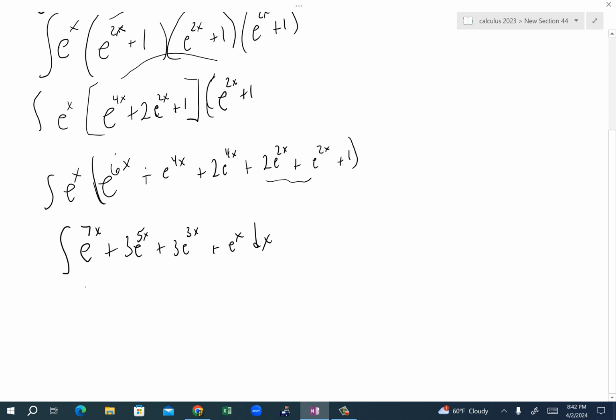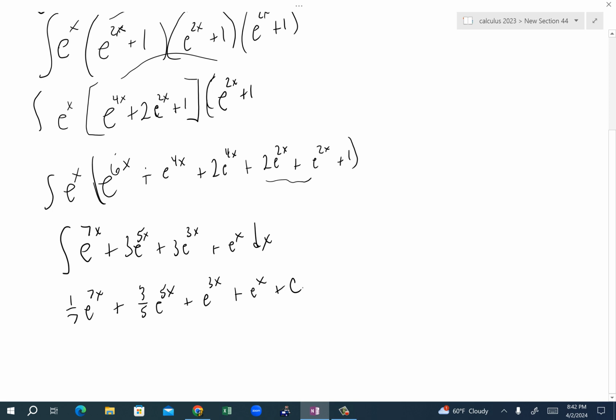Now, if you antiderivative this, you're going to get 1/7 e to the 7x plus 3/5 e to the 5x plus e to the 3x plus e to the x plus c.